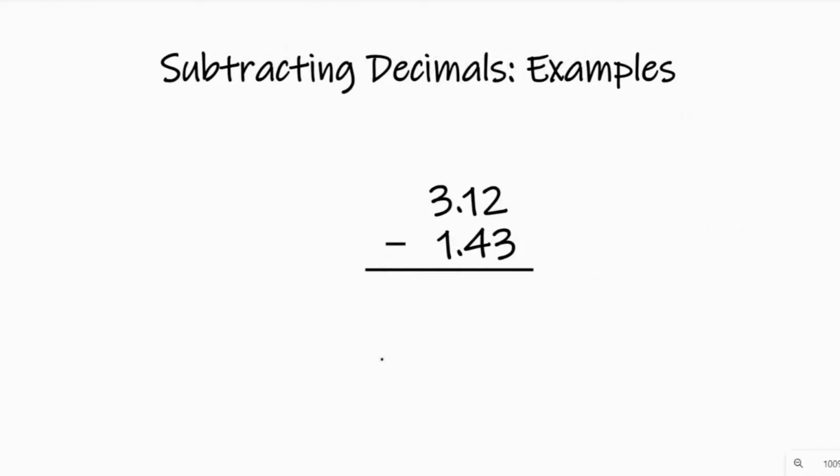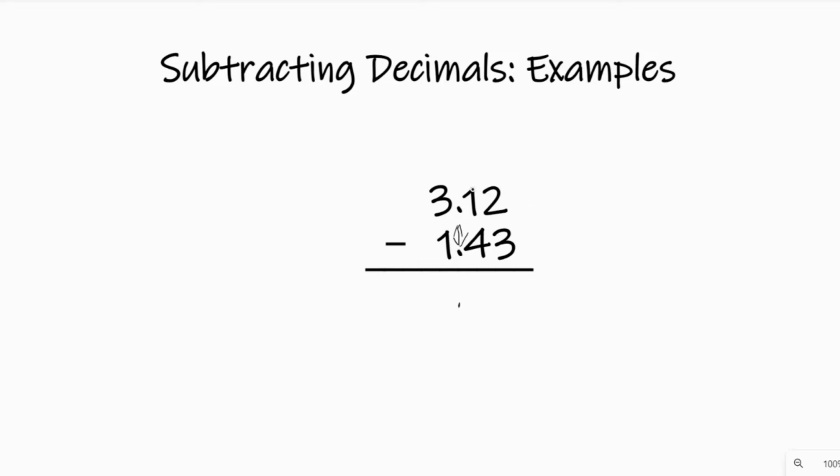Alright, now let's do some examples. For example number 1, we have 3.12 minus 1.43. So we see that our numbers are lined up correctly because they're aligned by the points. So we bring the point down and we start subtracting.